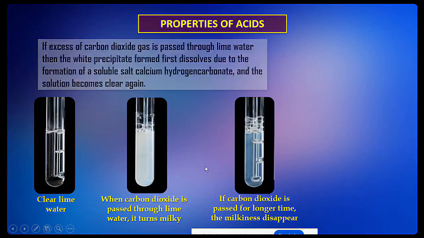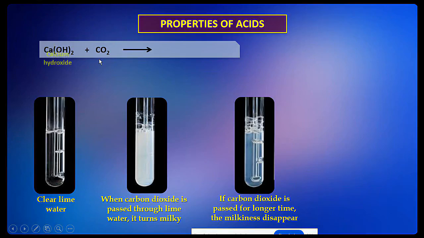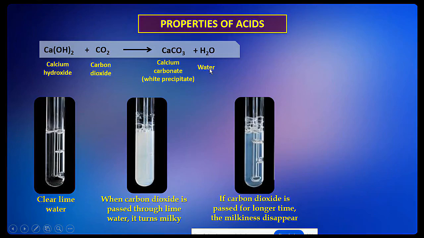Is it clear? The equation: calcium hydroxide, over the surface of which we are passing carbon dioxide. Is it right? So here calcium hydroxide is there, that is lime water, and we are passing carbon dioxide over the surface of this solution. Then it combines together to form calcium carbonate. Calcium hydroxide plus carbon dioxide gives rise to calcium carbonate, CaCO3, white precipitate, plus water. Is it clear? Plus water.